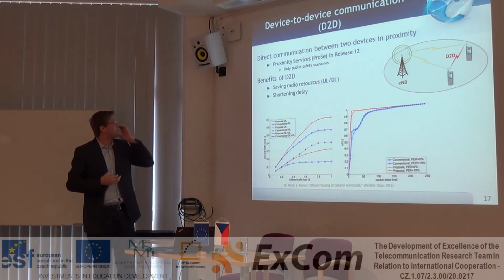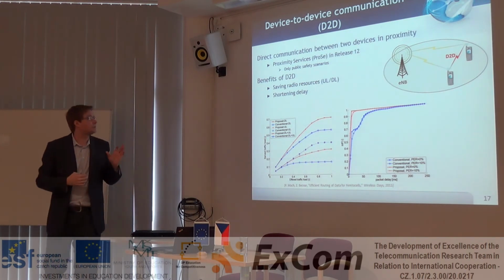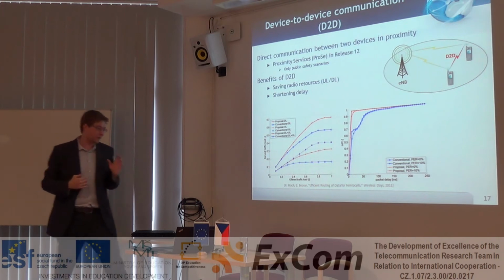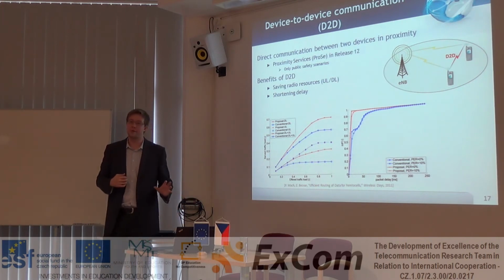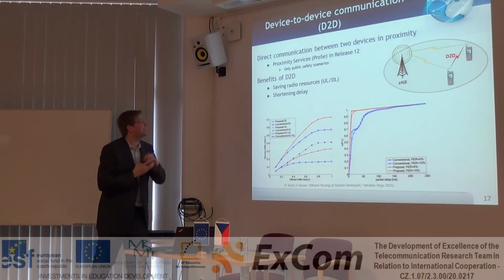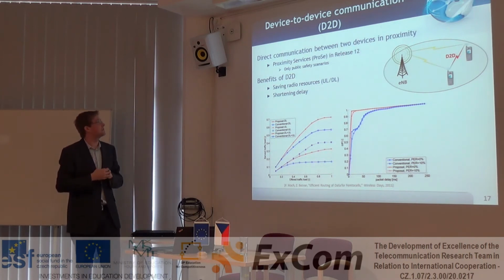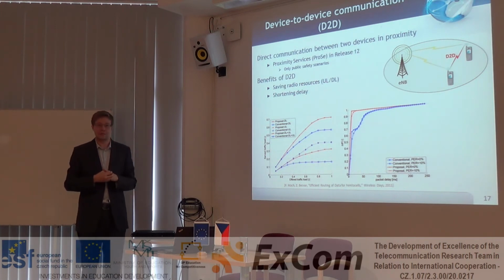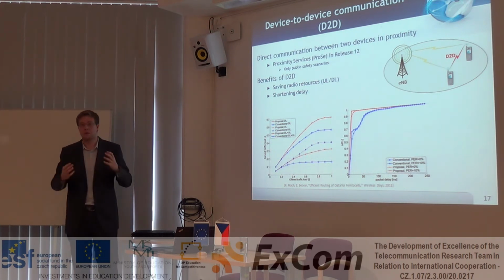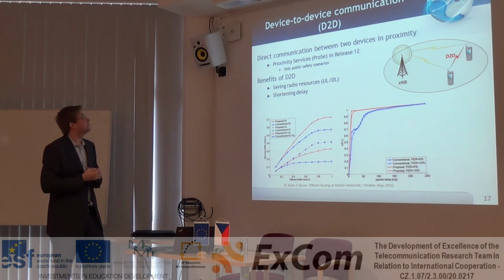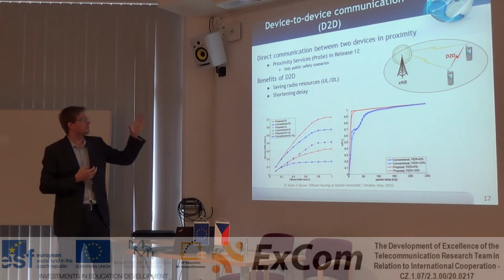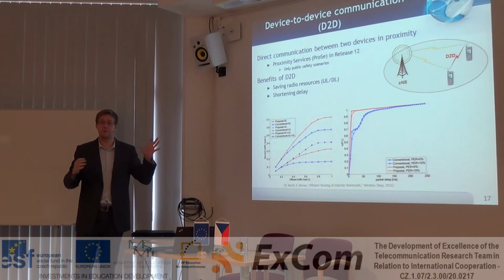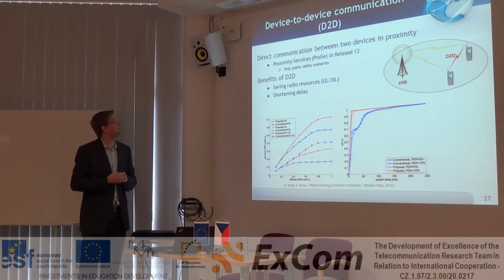Now in release 12, device-to-device communication was introduced. So if the users are close to each other, they can exchange data directly. In this release, it's only for public safety scenarios. So for the case of an emergency, when the network is down, for example. In the future, it's very likely that this kind of communication will be enabled also for public usage.